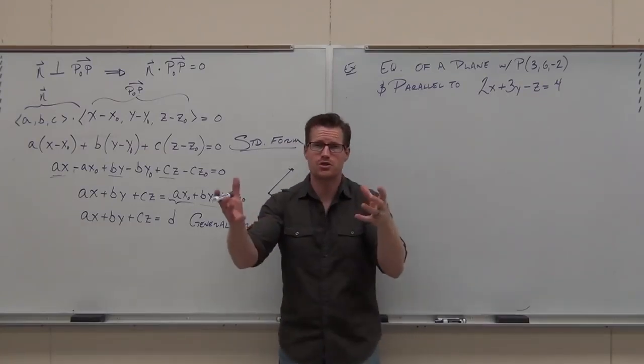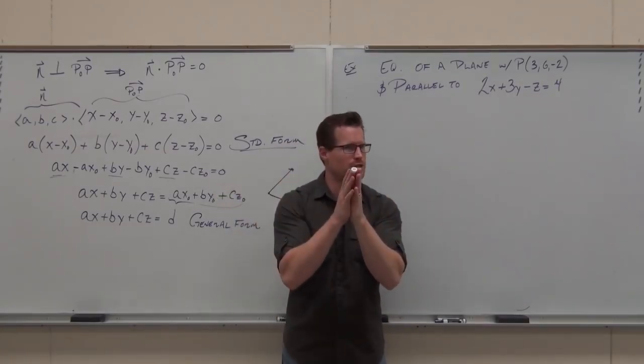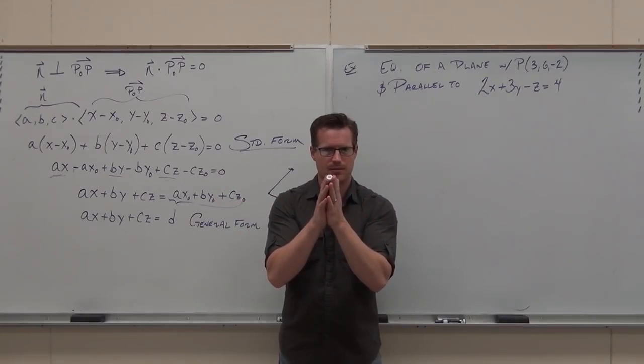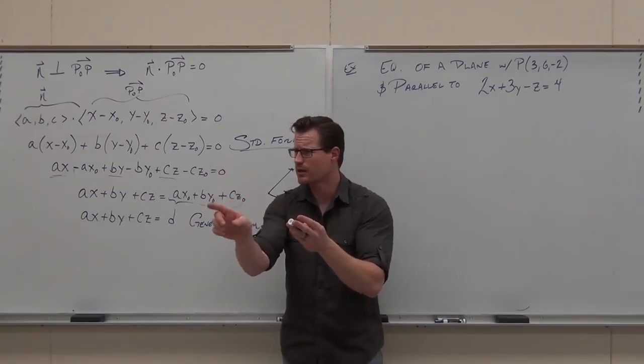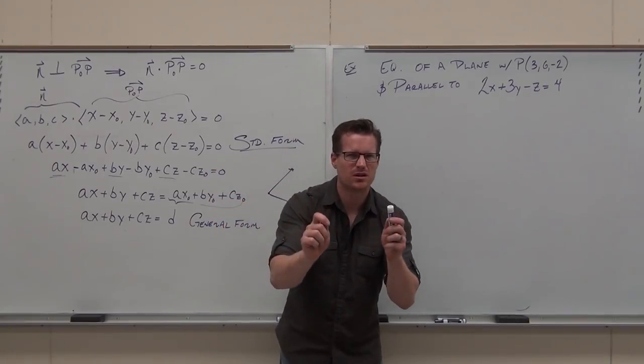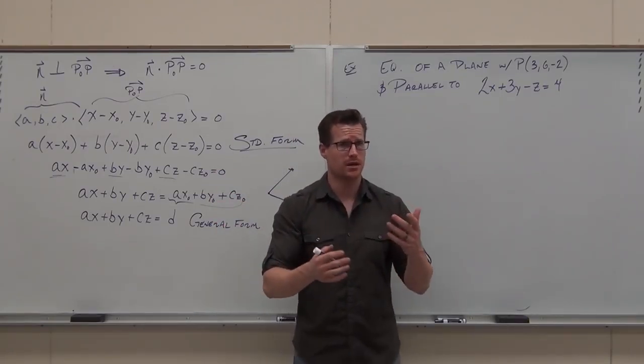Now, what 2 things do you need to find the equation of a plane? What 2 things? A point and what type of vector? A normal vector for a plane.